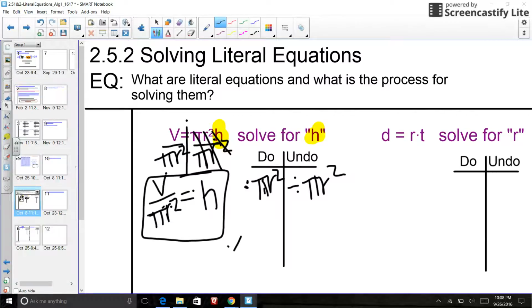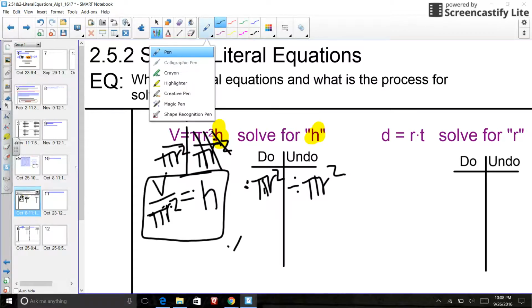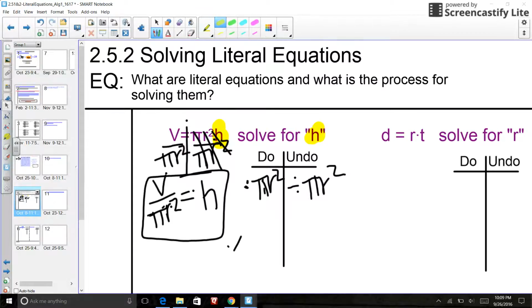All right, let's go over here, solve for r. So I've got distance equals rate times time, and I want r by itself. So I look at the r and I think, okay, what's happening to the r? Well, it's multiplying by t. How do I undo multiply by t? I divide by t. Look, they cancel out.